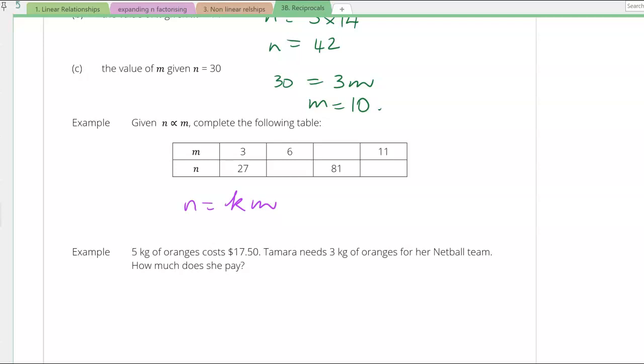So what's the connection? What's the K value? We've got this coordinate that will help us. K is 9. And then from there we can fill in the rest. Once we know what K is, we can bring it back to 1, 9. If M is 1, N is 9. We can bring it back to 1 even if we want.